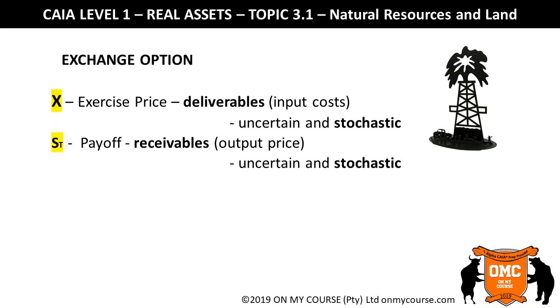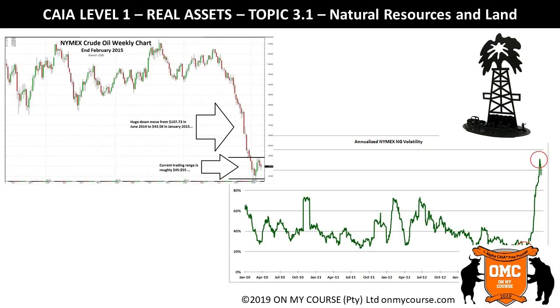This type of exchange option will have an exercise price, which we refer to as X, and a future value or payoff to be received by the option owner, which we annotate as S subscript T. Don't worry too much about the formula for the exam. This is just for explanation purposes. So the important thing to bear in mind is that not only are the input costs variable, but the price that the option owner will eventually receive for the commodities, the commodity price, such as oil in our example, is also uncertain or stochastic. The charts above show how volatile the oil price has been and can be. The market prices of both the receivables and the deliverables constantly change.